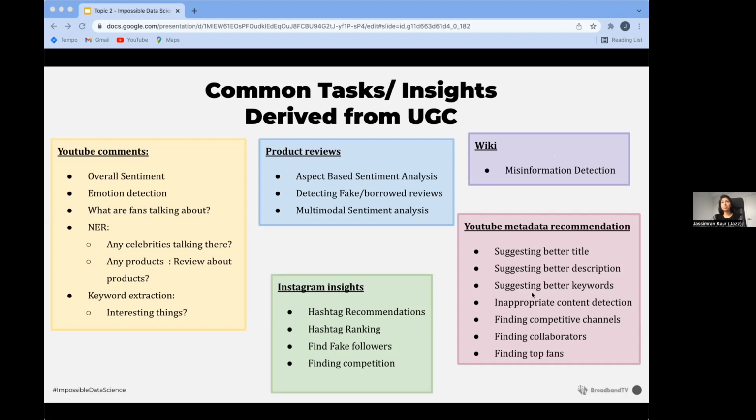For maybe YouTube recommendation, this is a social media platform and we want to suggest better title, description, keywords. We want to detect inappropriate content there. We want to find maybe competitive channels, find collaborators, engage with your fans, finding your best fan, and then maybe selling them NFTs and stuff like that. So we want to understand this user-generated content, and these are some of the ways through which we can do that.